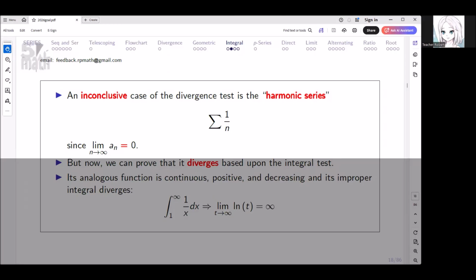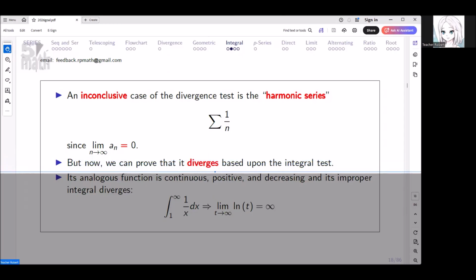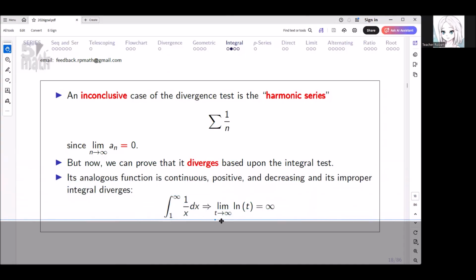An inconclusive case of the divergence test is the harmonic series, series 1 over n, since limit n to infinity of an equals 0. But now we can prove that it diverges based upon the integral test. Its analogous function is continuous, positive, and decreasing, and its improper integral diverges. Here.